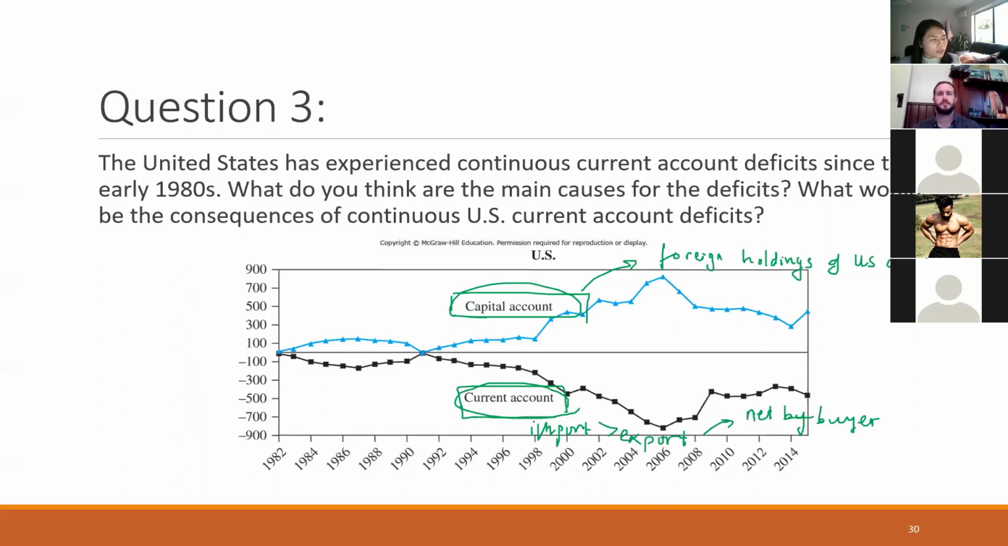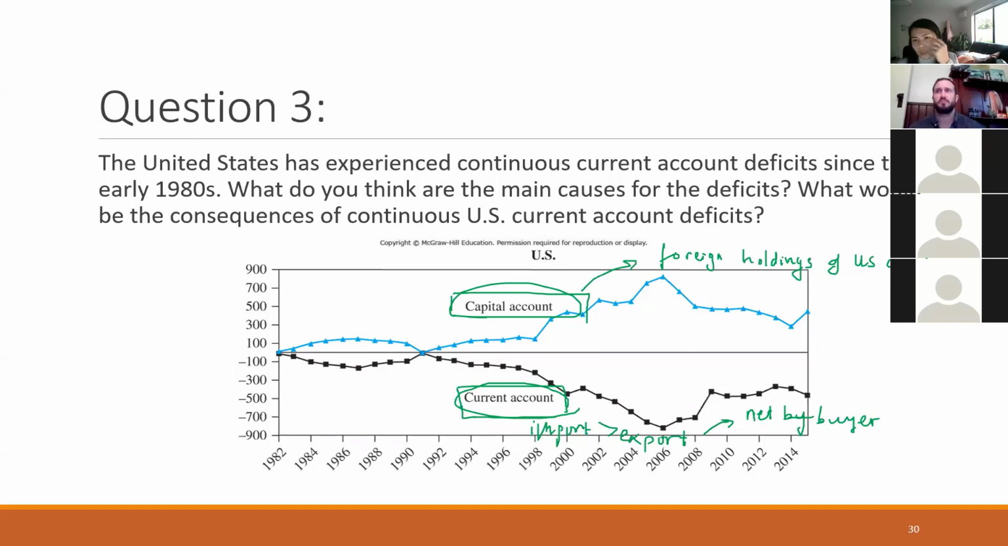So what do you think? So why would the US experience a consistent current account deficit over the past few decades? What are the main causes? And what do you think would be the consequences of this account deficit? I think they don't plan to produce more money. Yeah, so they don't produce more. They actually consume more, yes. So what are the causes?